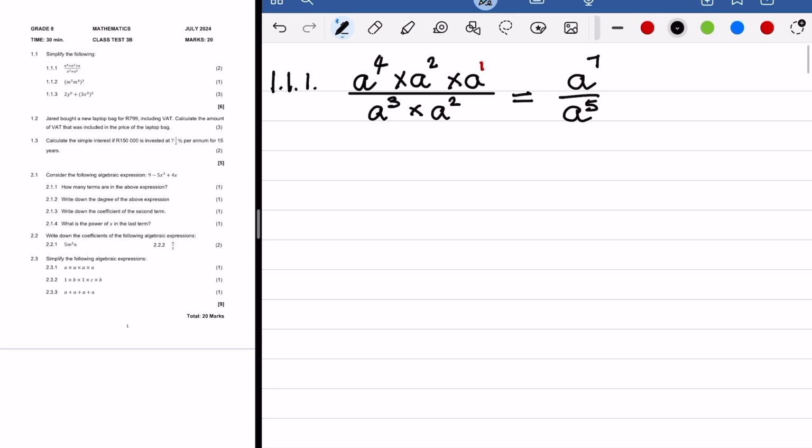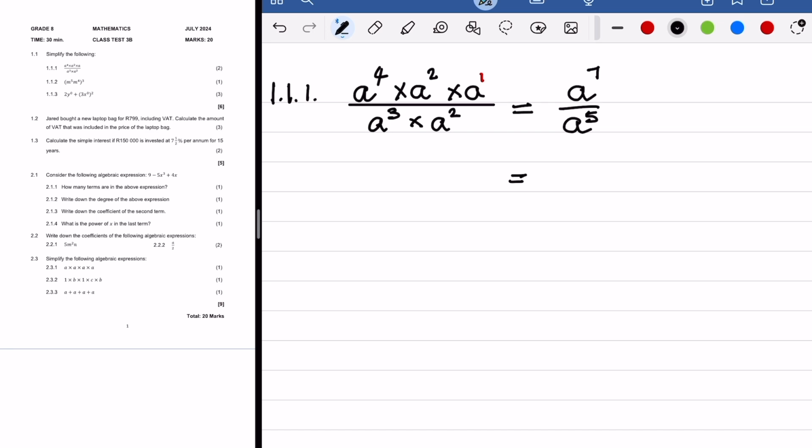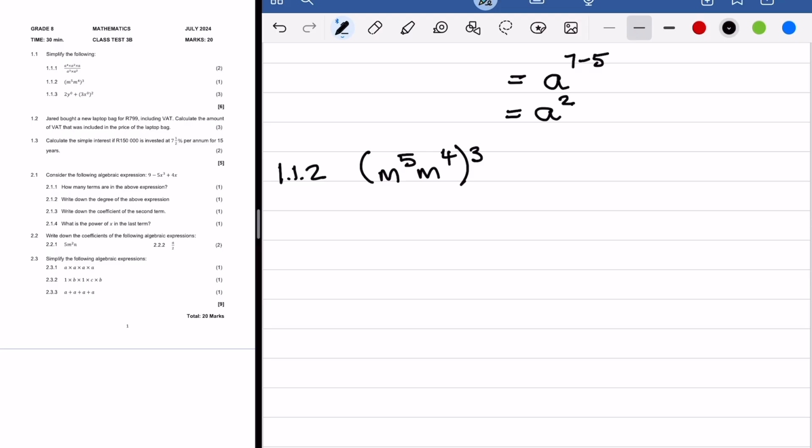Okay, so now we have simplified to a to the power 7 over a to the power 5, and we still need to divide this because it can be simplified further. A to the power 7 divided by a to the power 5, so we've got a power divided by another power. They have the same base, so we can keep the base and we can subtract those exponents now, not add them, and our final answer will be a to the power 2.